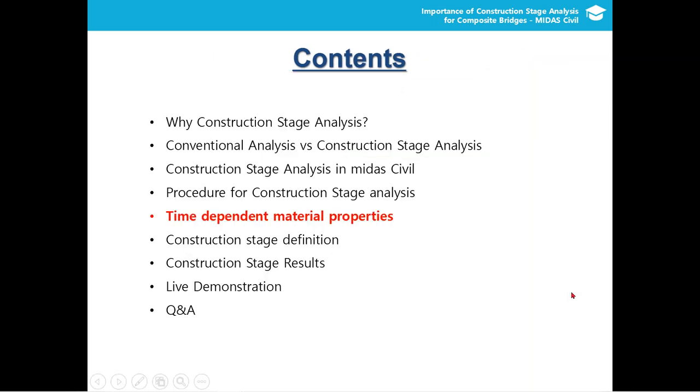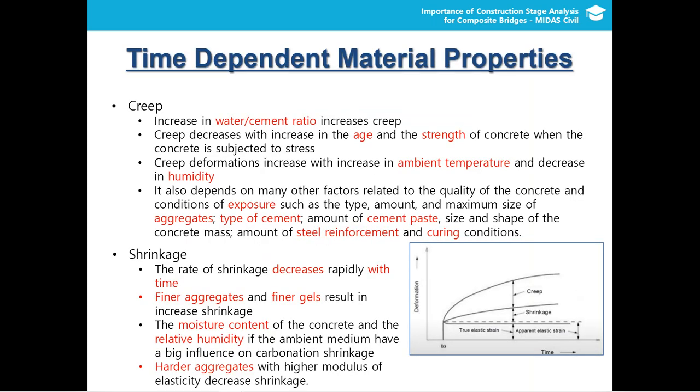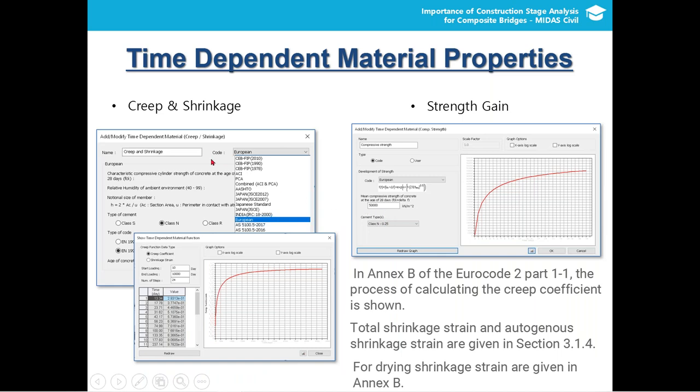Now let's take a bit of a look at the time-dependent properties. As we all know, many factors can affect creep and shrinkage. These factors may be the water cement ratio, the age or strength of concrete, ambient temperature or humidity, exposure classes, the aggregates, and moisture content, and most of these are considered in MIDAS Civil. And you can see on your screens now just how simple the definition is. The definition can be done for both creep and shrinkage and the strength gain, either by choosing one of the design codes available or by manually defining the properties.